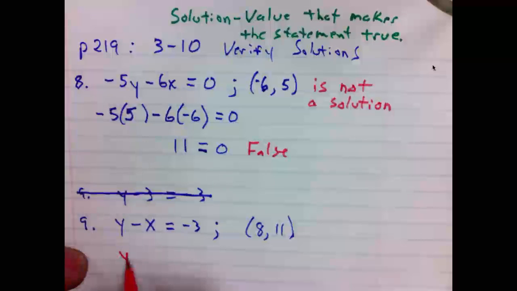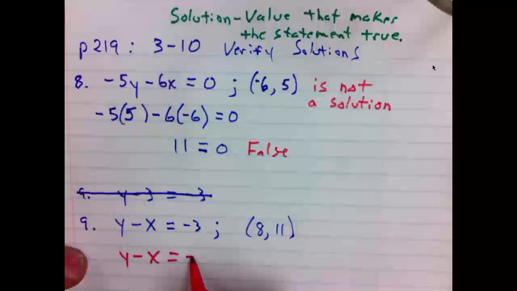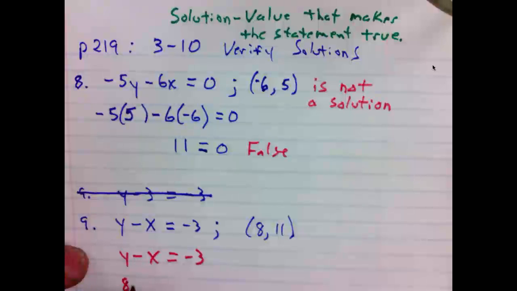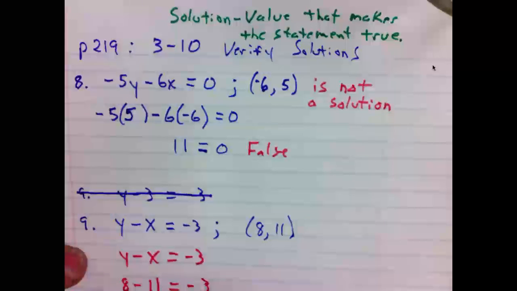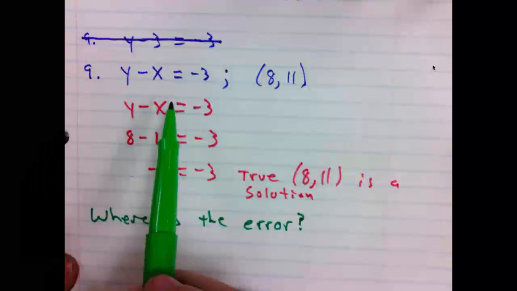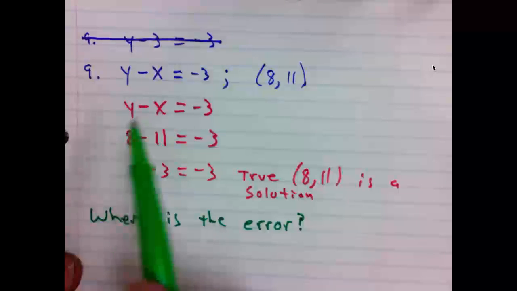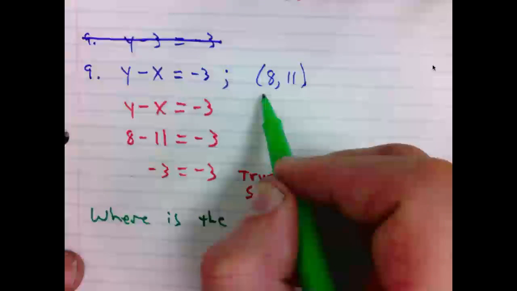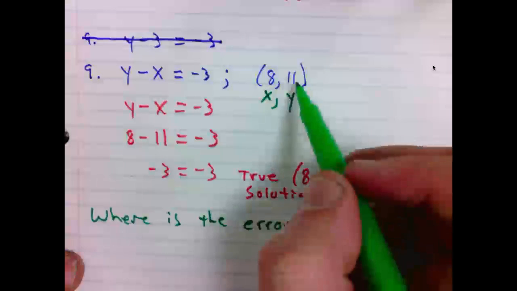They begin with y minus x equals negative 3. It shows the next statement is 8 minus 11 equals negative 3. And then it shows the final statement that negative 3 equals negative 3. They recopied correctly. Then they made the substitution, y is 8. Well, a question, is y 8? No, y is 11. This is x and this is y. They should have set y to be 11.